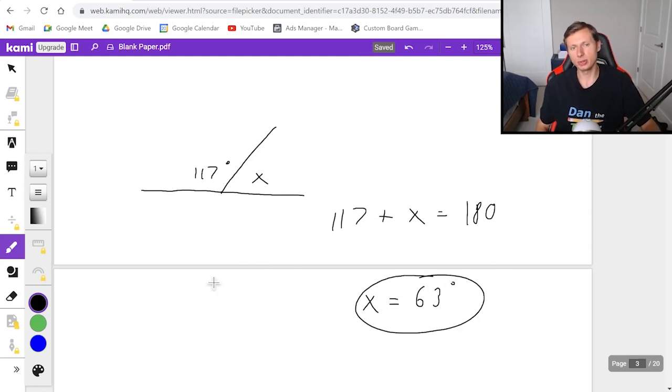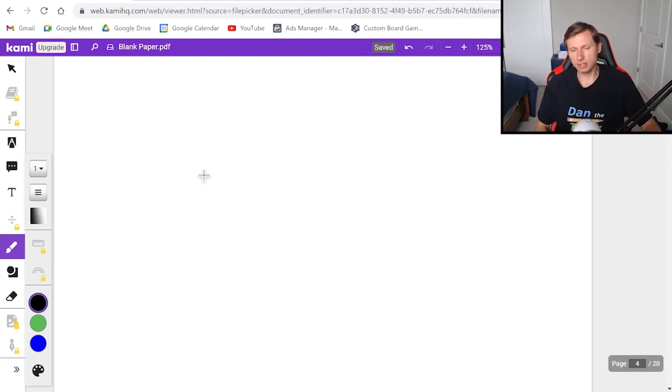And again, an easy way you can check this is now you can just do 117 plus 63, and you should get back to 180, which we do. So that's it for that one. The next one's going to be even harder.